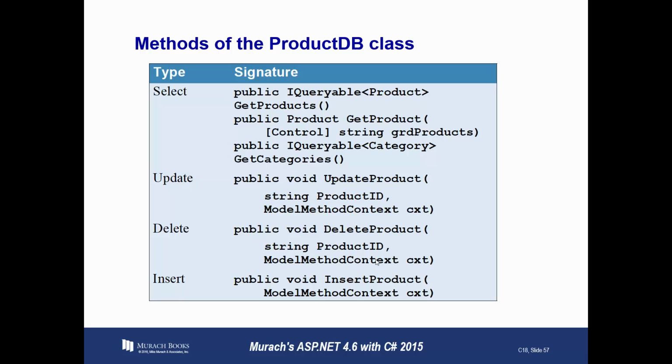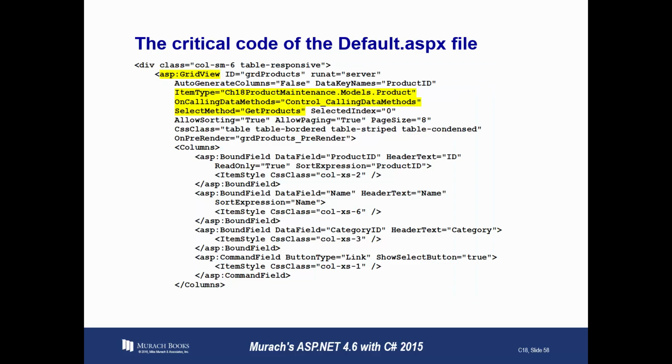Then we've got the update and delete methods that are used to update and delete the products that's being displayed in the details view control, and the insert method that's used to insert a new product. Now, unlike the methods that we saw back in Chapter 17, these methods are not public. That way, an instance of the data access class can be created and passed to the grid view and details view controls.